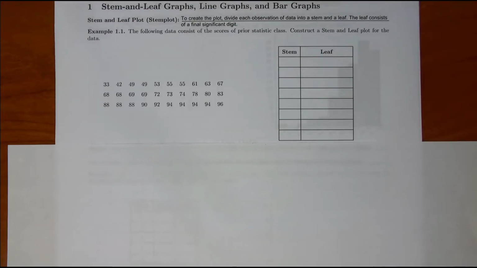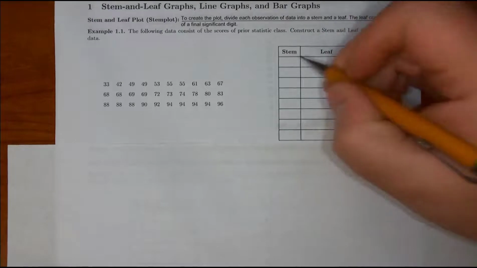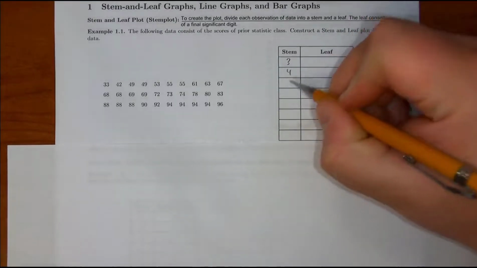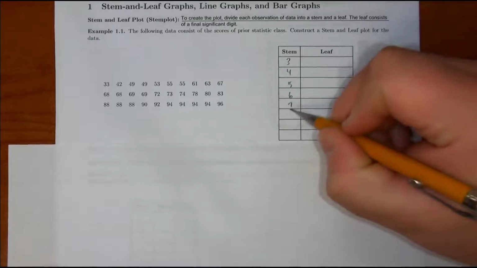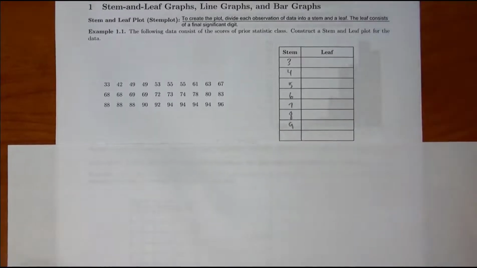take all of the numbers. And first of all, write your stems in this first column. The stems are going to be all of the values in the tens places, because the leaves are all the ones digits. So it looks like we have, let's see, where do they start? I see numbers in the 30s. Is that as low as they go? And I see numbers in the 90s. So I guess what I'm going to do is write 3, 4, 5, 6, 7, 8, 9.